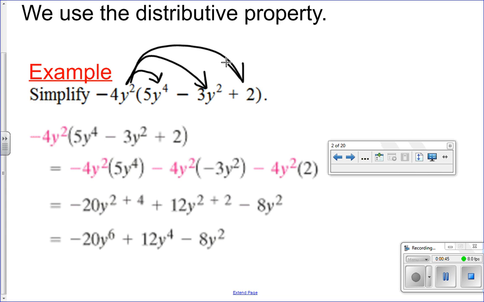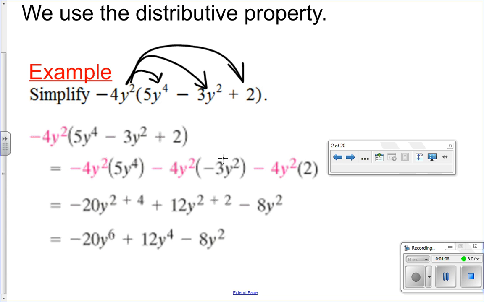And we get negative 4y squared times 5y to the fourth, negative 4y squared times negative 3y squared, and negative 4y squared times 2. So negative 4y squared times 5y to the fourth, when you're multiplying monomials together, you multiply the coefficients as is, so negative 4 times 5 is negative 20, and then you add the exponents. 2 plus 4 is 6.